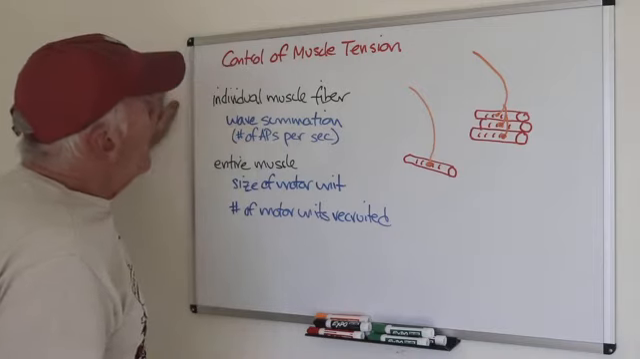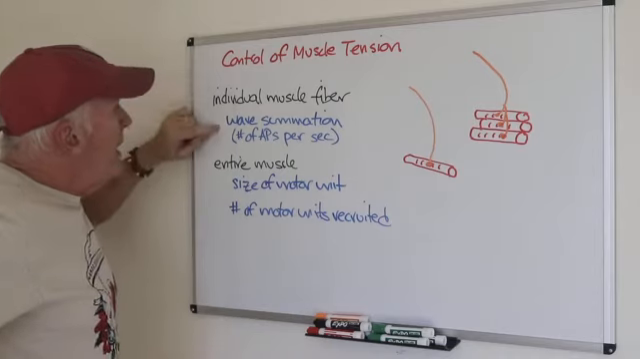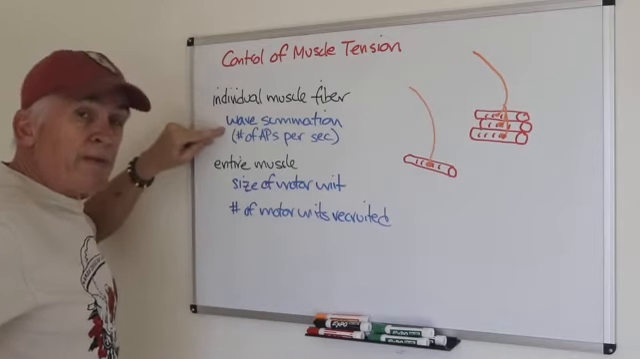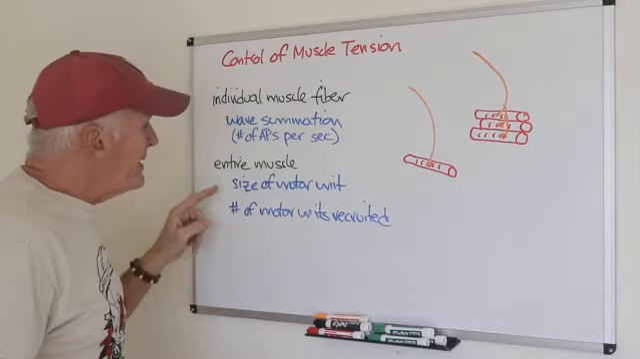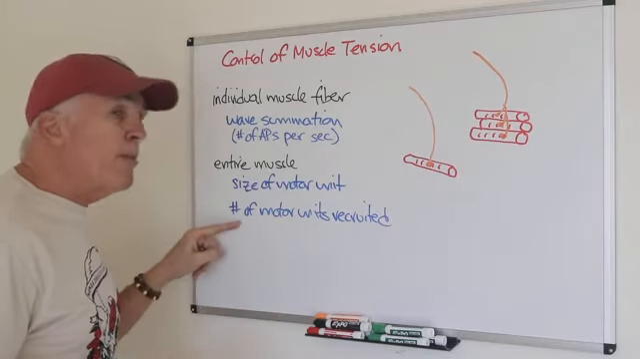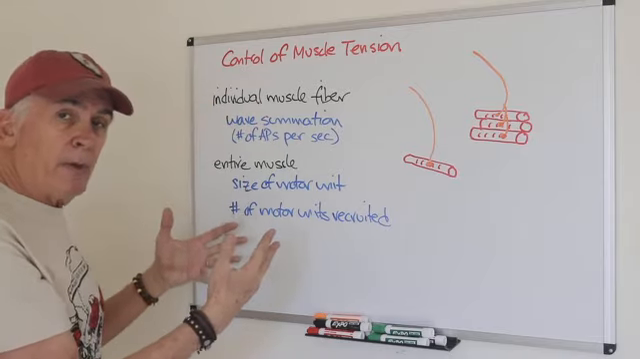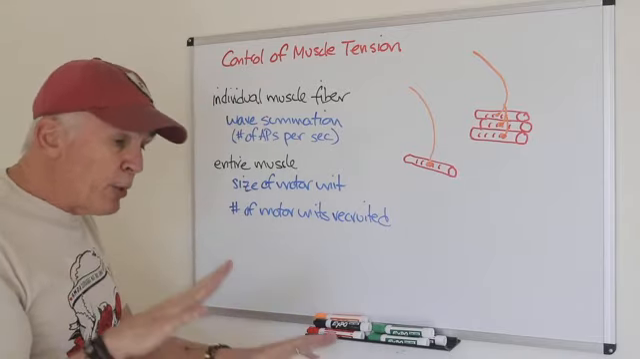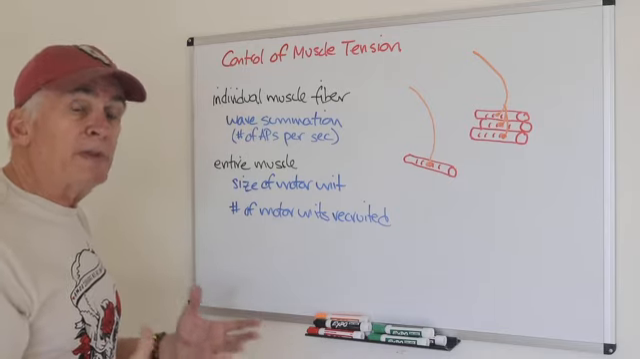So there you go. That's how you control muscle tension, 3 basic ways. You can control it in an individual muscle fiber by wave summation. And then in the entire muscle, you can control it by the size of the motor unit and the number of motor units recruited. All 3 of these combine together to allow you to have pretty good control over the amount of muscle tension that you use to do something.